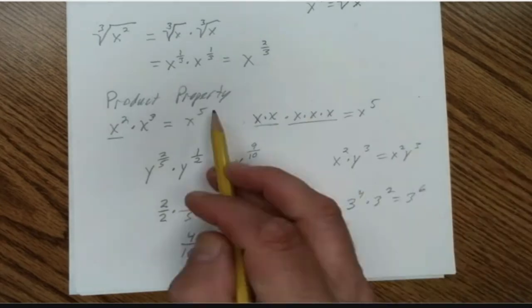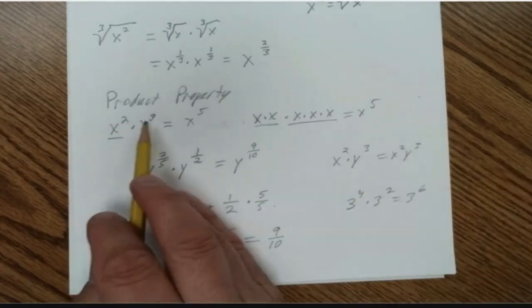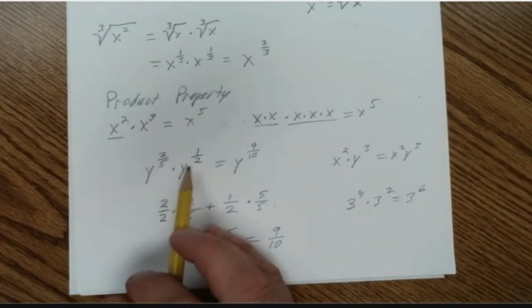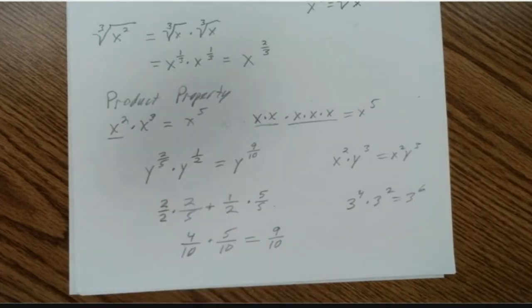So the product property says to add the exponents together, and when they're fractions, we have to work a little bit to make sure they have the same denominator. So this is going to be a lesson that pulls back some of your elementary years, adding fractions together, right? That's exciting.